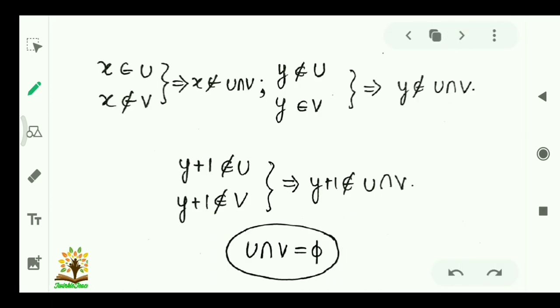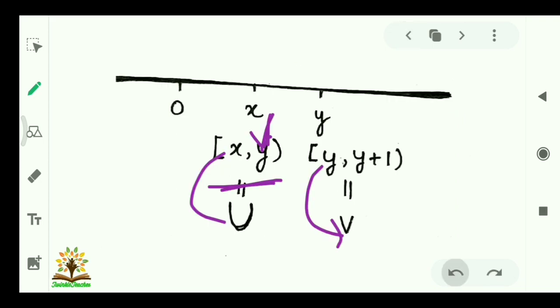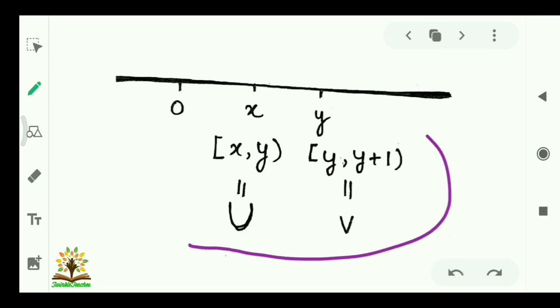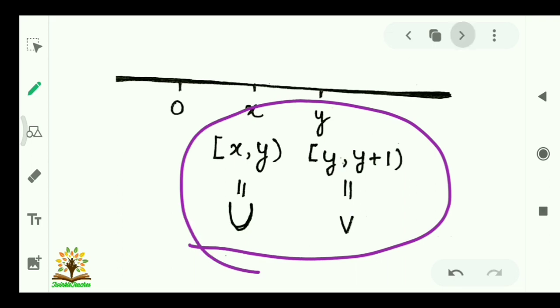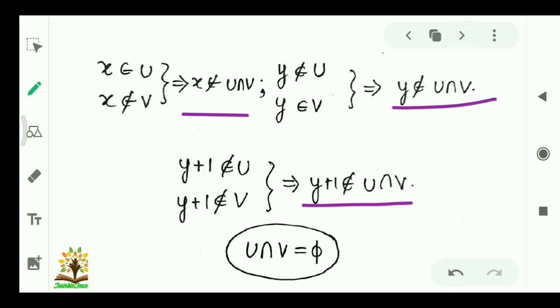And y plus 1 does not belong to any of the sets U and V. So x does not belong to U intersection V, y does not belong to U intersection V, and y plus 1 also does not belong to U intersection V. There are only 2 or 3 elements which belong to the sets, and we have checked for all of them. So intersection of U and V is empty.